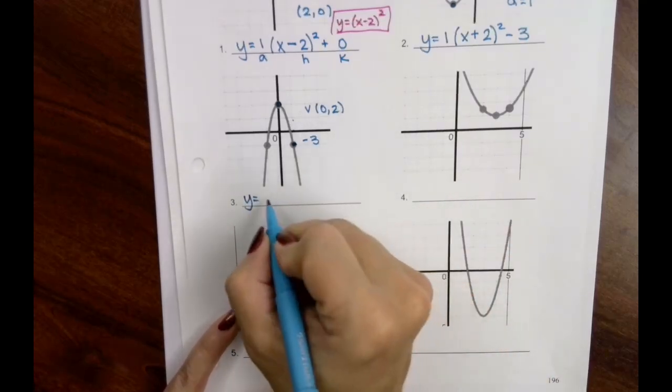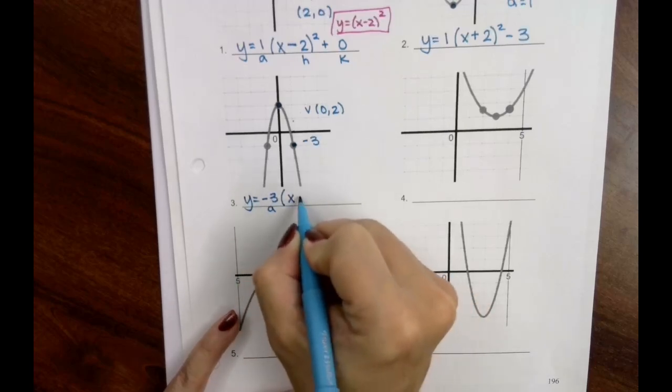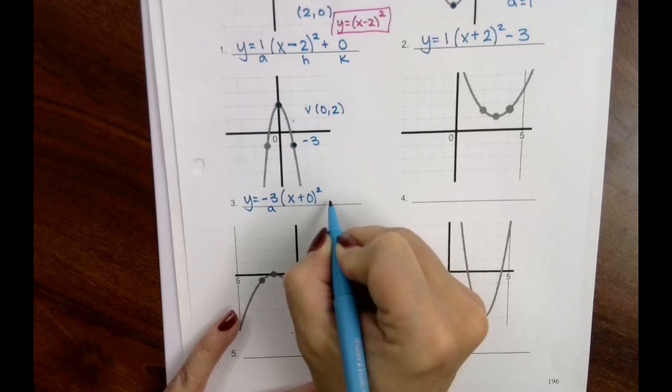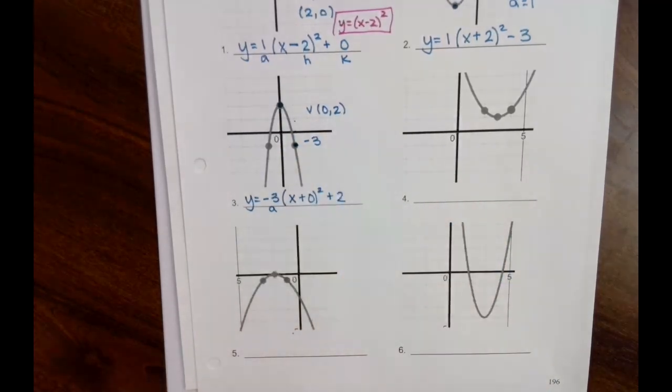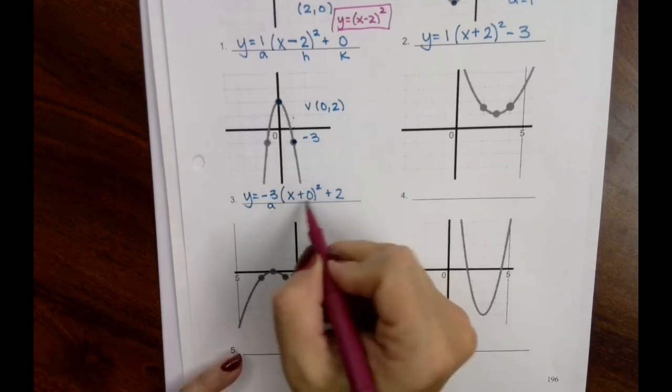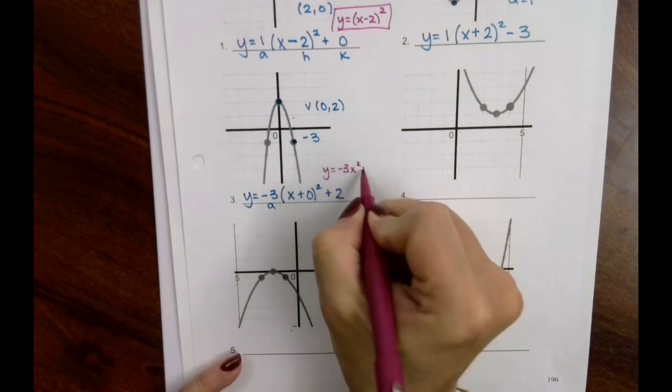So when I write this out, I would have -3, this is my a value, and then I'm going to say (x plus 0) squared plus 2. Remember, when it's positive, we just put that on the end. Now let me rewrite this in my condensed form without the 0, and I would have -3x squared plus 2.